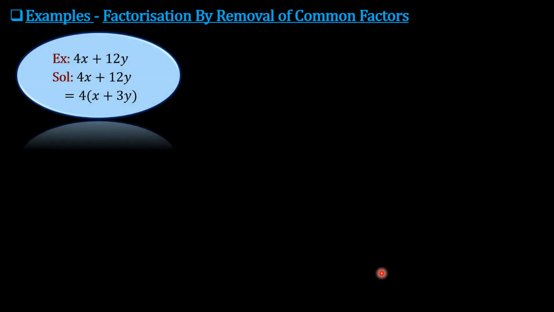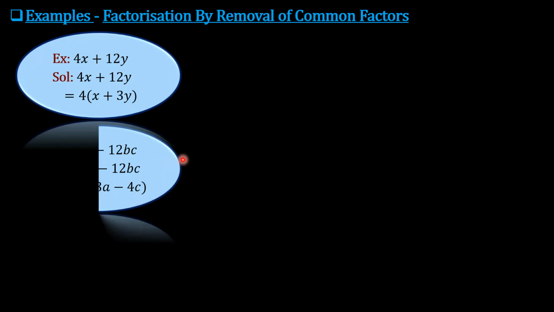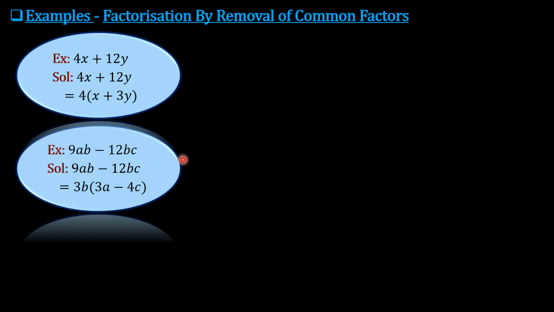Now, examples of factorization by removal of common factors. 4x plus 12y. Here we can see the only common factor is 4. We take 4 as a common factor, and the remaining is x plus 3y. If we take 4 out, then we have x as a leftover and 3y here. Similarly, 9ab minus 12bc: here 3b is the common factor and 3a minus 4c is the other factor.